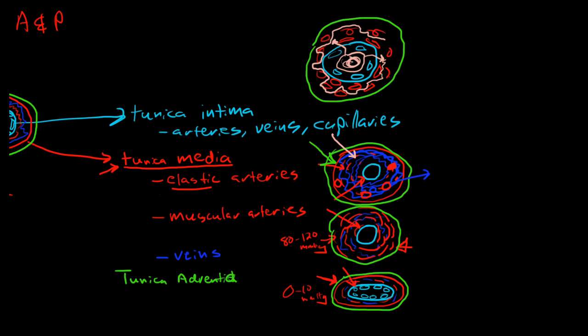So these are called the vasa vasorum, and that is the network of blood vessels that supply large arteries and veins.